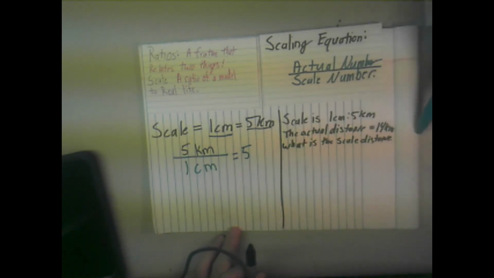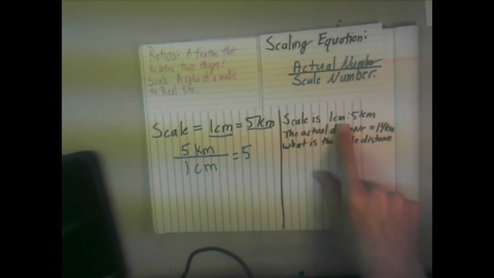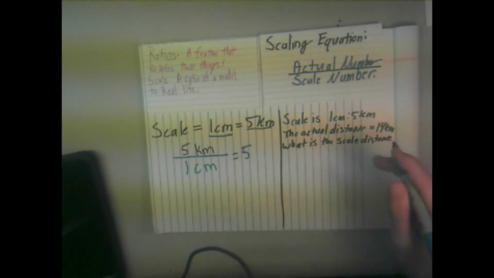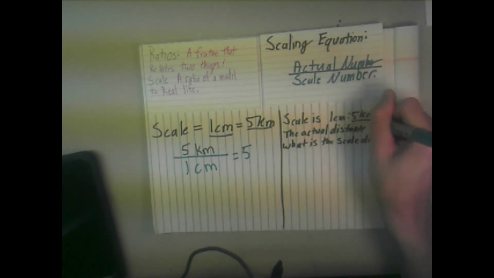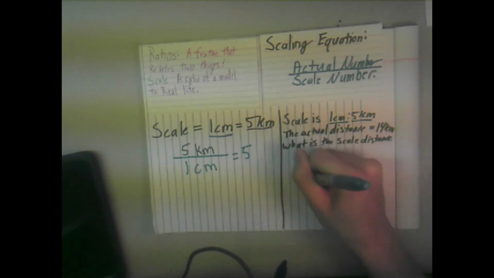Another example of this could be in the case of a map. So we say the scale is 1 centimeter for every 5 kilometers. The actual distance is 14 kilometers. What is the scale distance for the 14 kilometers? Well, we know that we want to set up ours like before, so we know we're going to do 5 over 1 again. 5 kilometers over 1 centimeter.